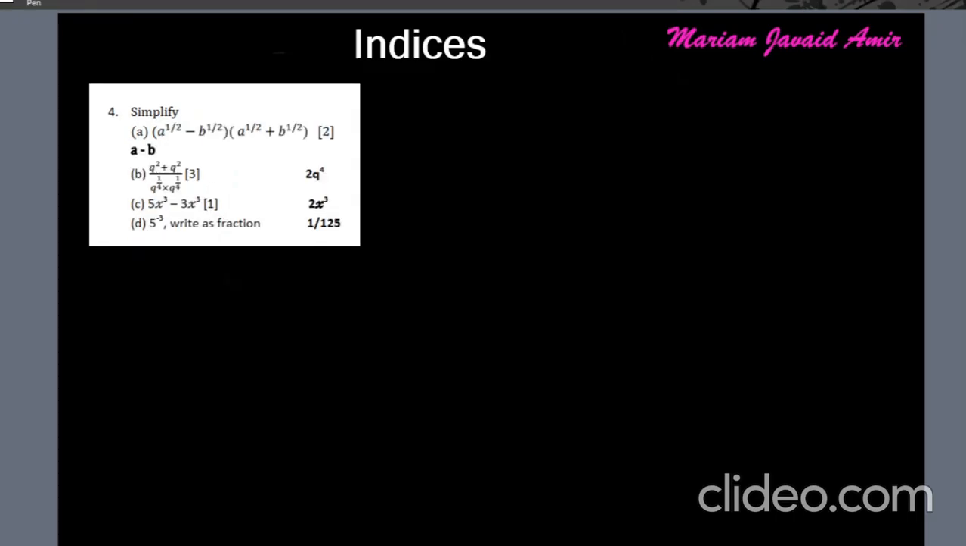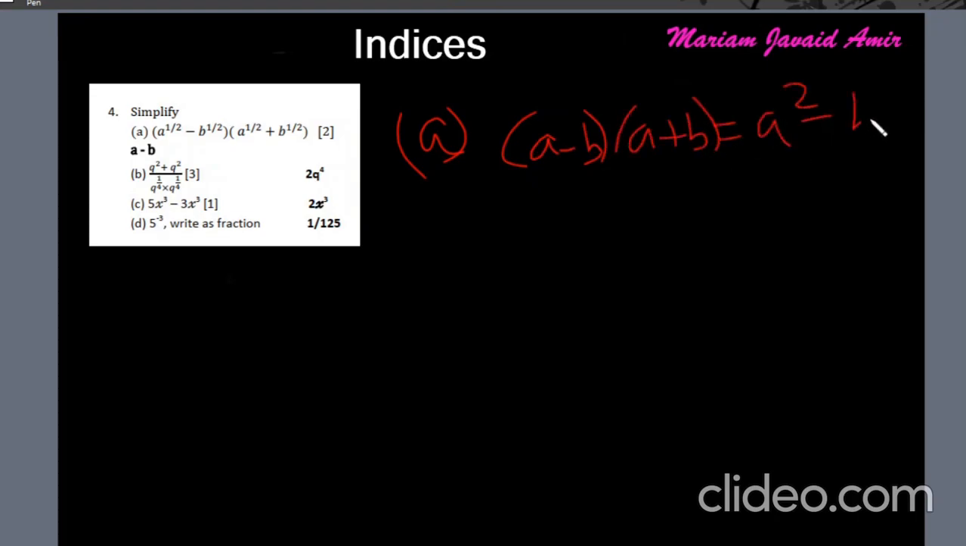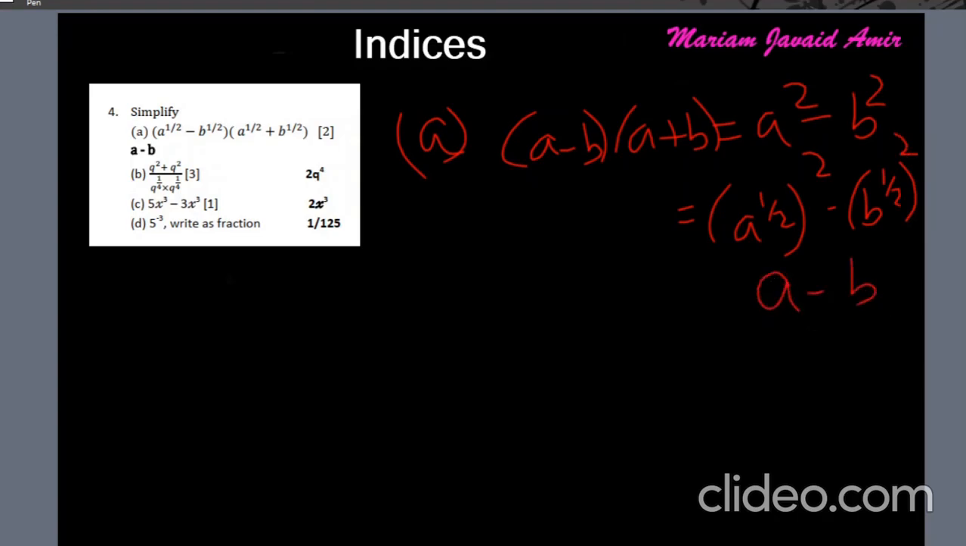Question number 4 for part A. I will simply apply the formula (a minus b)(a plus b) equals a square minus b square. So a is a power half, squared, and b is b power half, squared. So we get a minus b, because half times 2 becomes 1. So we have 1 as the powers here, so simply a minus b.